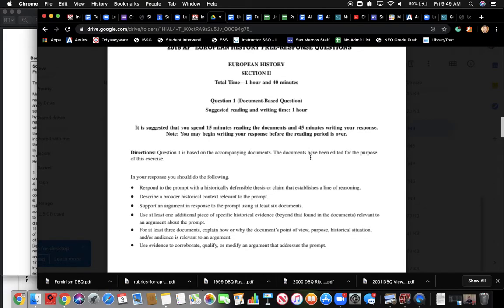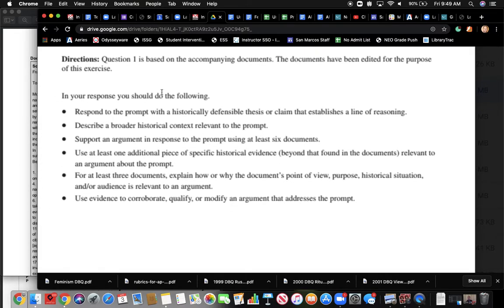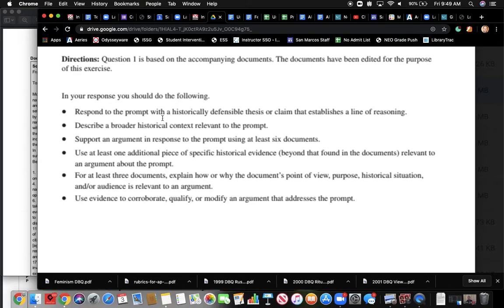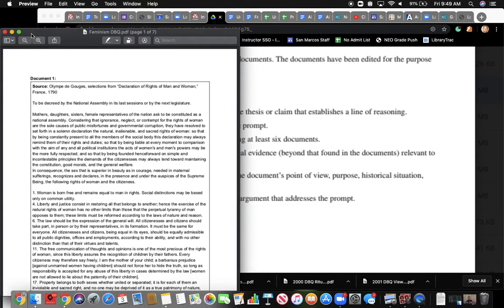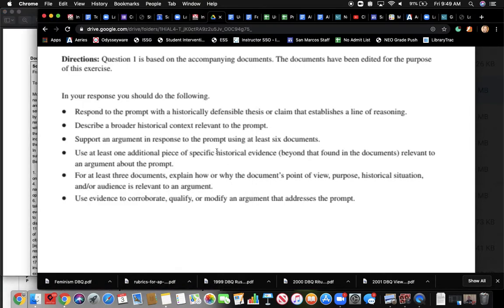Then they go further and they say, here's everything that you should have in your DBQ. So in your response, you should do the following. Respond to the prompt with a historically defensible thesis or claim that establishes a line of reasoning. Describe a broader historical context relevant to the prompt. Support an argument in response to the prompt using at least 6 of the documents. Use at least one additional piece of historical evidence. Oh, the College Board literally goes through exactly what the rubric is that they are going to be grading you on. Again, this is your checklist.